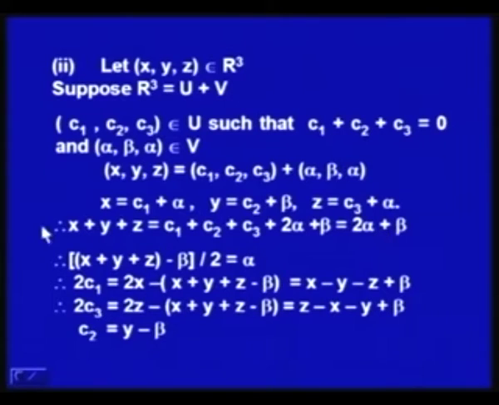And from here we can express alpha as (x plus y plus z minus beta) by 2. We can solve these equations again for C1. So, twice C1 is equal to 2x minus (x plus y plus z minus beta), or x minus y minus z plus beta. Similarly, for C3 the solution is z minus x minus y plus beta, and C2 is equal to y minus beta.